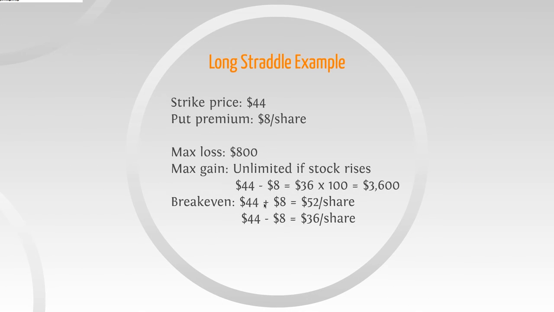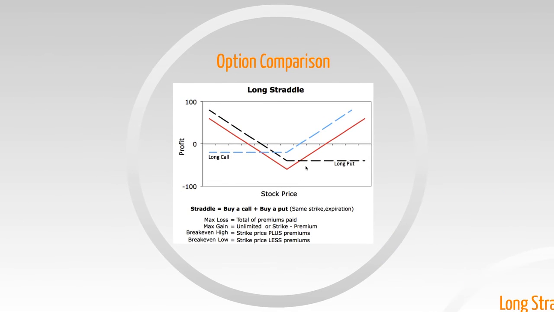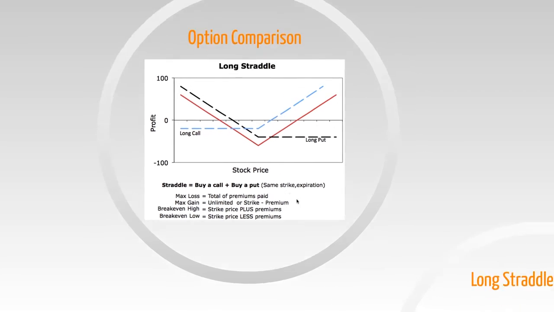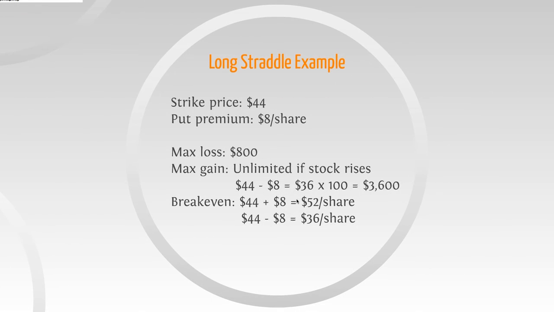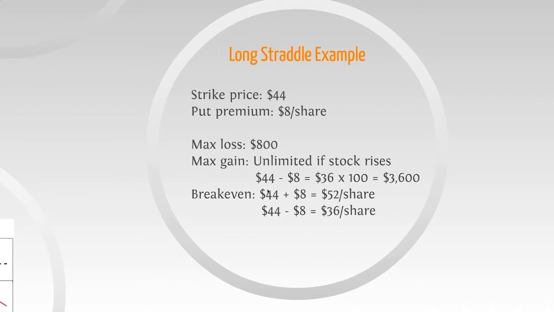We have the break even, which is 44 plus 8 and 44 minus 8. So our two break even points are at $36 and $52 a share. If the stock price doesn't move, if it remains hanging around that strike price, we end up at our maximum loss of $800. But we have the potential for unlimited gains if it rises or a $3,600 maximum gain if there's a sharp decrease in the stock price.